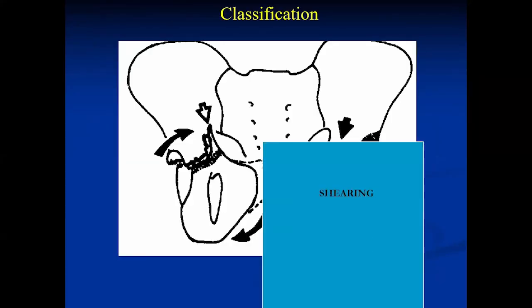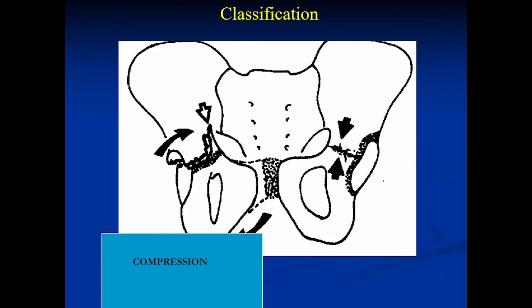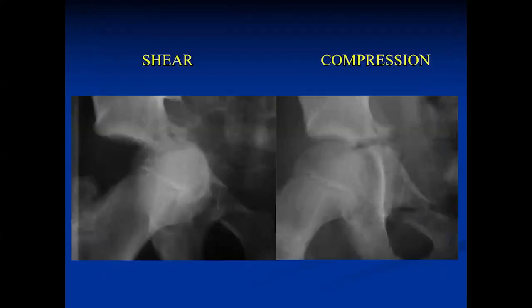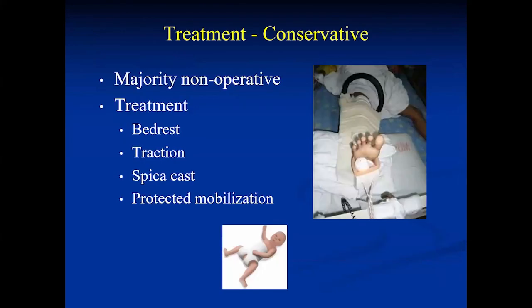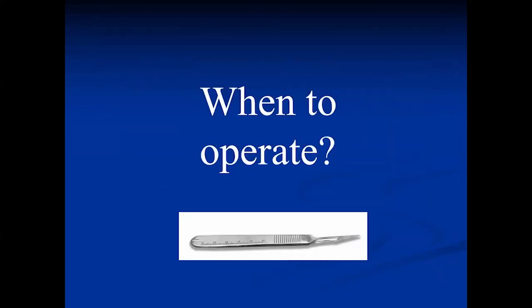When you classify acetabular injuries, you divide them into shear type injuries or compression type injuries. And these are two examples of what can happen with a shear injury versus a compression type injury. The good news is that the majority of these, even though there is a risk of growth disturbance, are treated non-operatively. You typically do bed rest, you can do traction, you can do a spica cast, you can protectively immobilize them in some fashion. The question is when to operate.